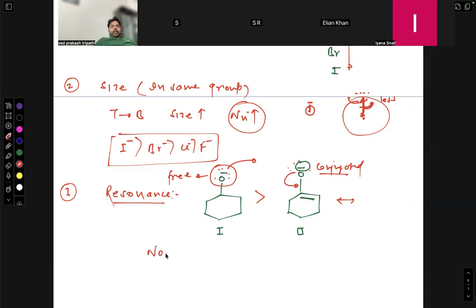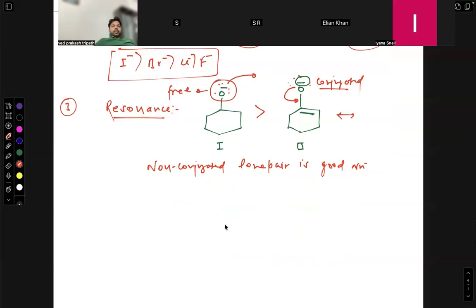So, a non-conjugated lone pair is a good nucleophile. Clear? I have a question for you. We have two lone pairs here, 1 and 2. Let me know which one is a good nucleophile. I told you a non-conjugated lone pair is a good nucleophile.